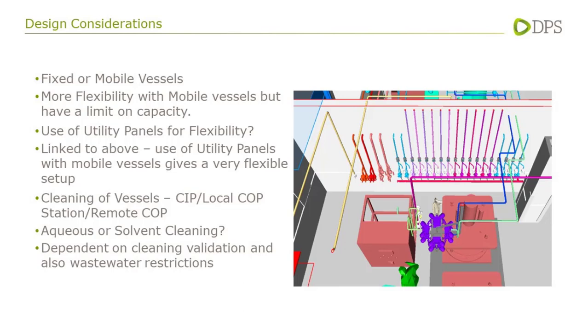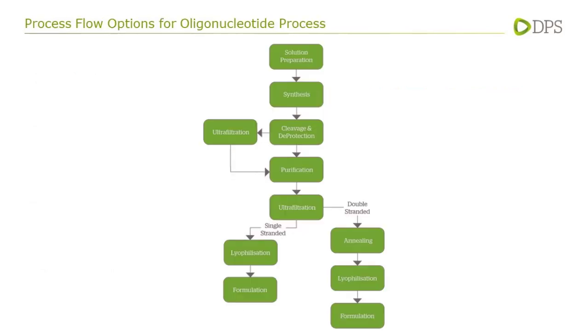That picture is actually a 3D model that we used for a previous project, and the use of 3D modeling from an early stage is a great asset when you're designing a complex pipework system like this. Here we have a typical process flow for an oligonucleotide production process. Some of the individual steps may vary in their order, but this is generally what a process will look like.